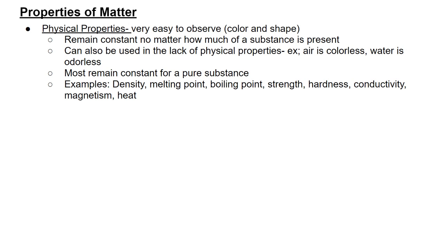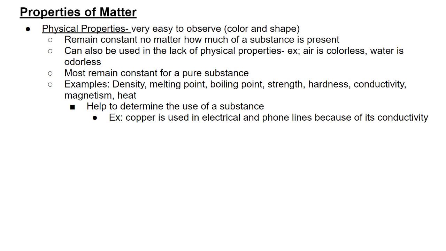Density, which we're going to do a couple labs on. They help us to determine the use of substances, and you can actually identify substances based on their physical properties. So, great example, copper. We've talked about copper before because it has high conductivity. It allows electrons to travel through it. That is a physical property of copper. So we know that, so we put it into our electrical and phone lines.